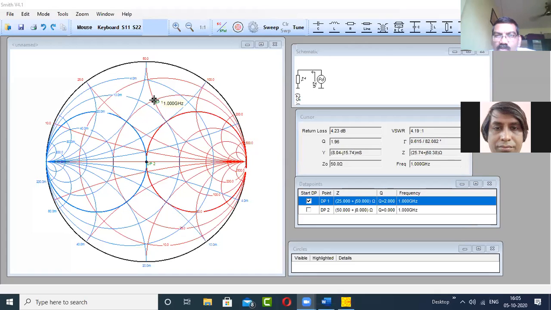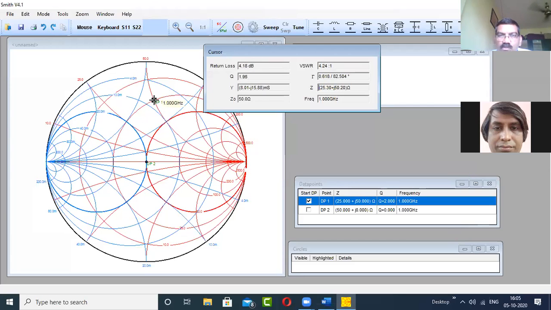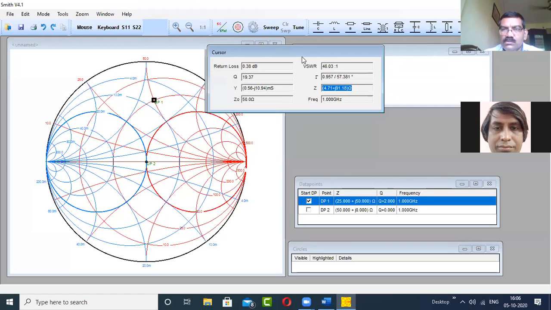For that, see how much mismatch is there. If the cursor is placed at the load, you can see that the VSWR is 4. In the worst case, it should be 2. Ideally, it should be 1, but worst case 2. Reflection coefficient ideally 0, and worst case 0.3. Here you can say it's 0.618. The reflection coefficient is very large. That's why we need this one.